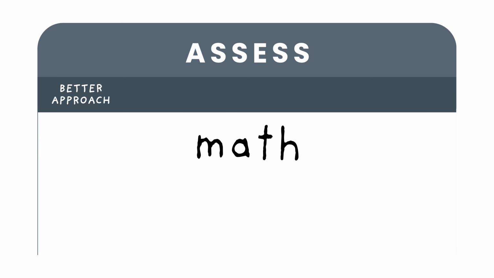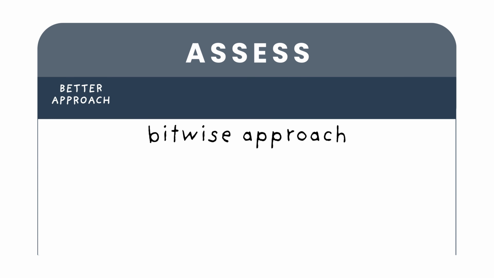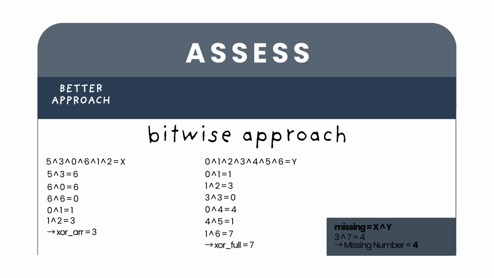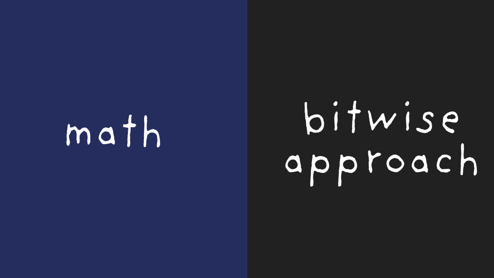Math approach: the sum of numbers from 0 to n is n times n plus 1, divided by 2. Now subtract the sum of the array, and you get the missing number. Bitwise approach: XOR all numbers in the array, then XOR that with all numbers from 0 to n. Matching numbers cancel each other out. What's left is the missing number. Both ways are O(n) time and O(1) space, perfect for interviews.